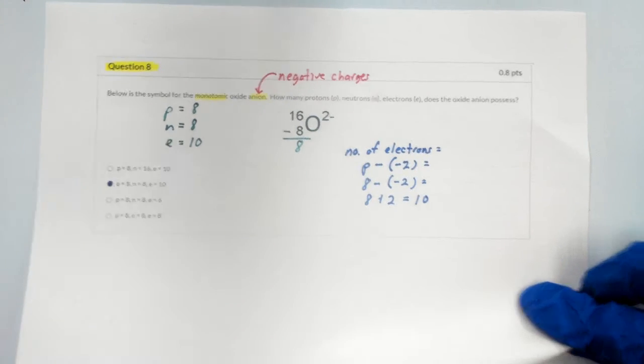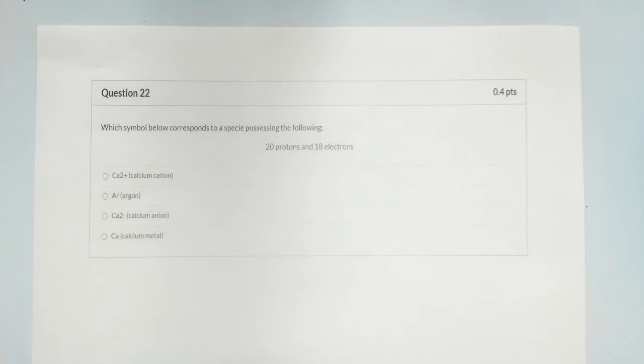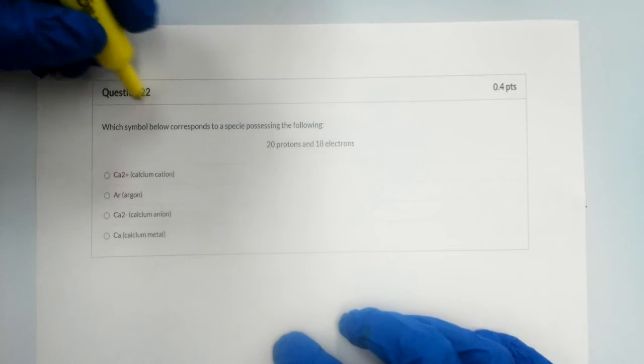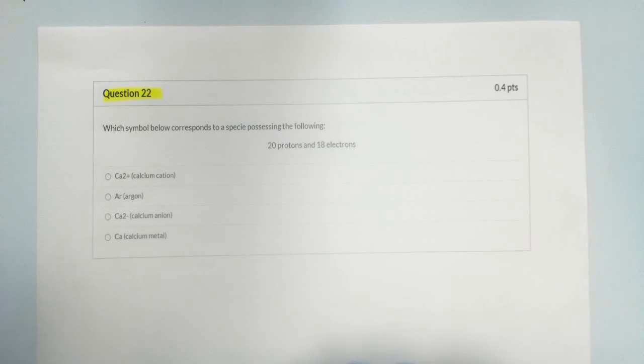I'm going to do problem number 22. We're going to leapfrog to 22. Those other questions that you have in your homework assignment are pretty straightforward. You can get all the answers simply by reading through the book. Question number 22. Let's take a look at that one. It says, which symbol below corresponds to a species possessing the following?